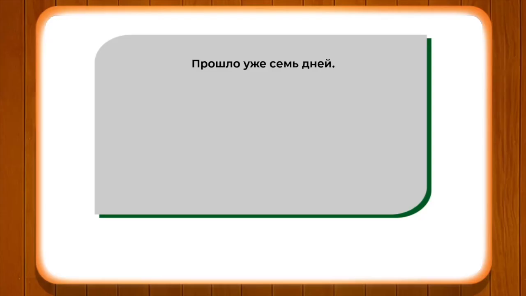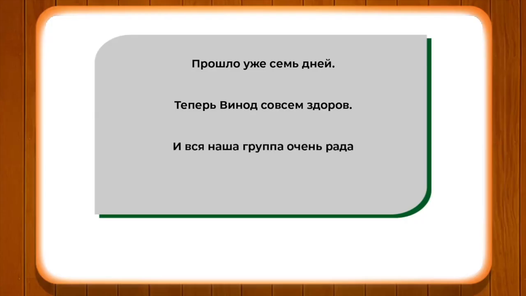Прошло уже 7 дней. 7 days went by. Теперь Vinod совсем здоров. Now we have the expression сейчас, but depending upon the context, we are using the expression теперь. So now Vinod совсем здоров is almost healthy. For masculine gender, we have used the expression здоров. Had it been a feminine gender word like Gita, it should have been Теперь Gita совсем здорова и вся наша группа очень рада. And our entire group is very happy. Рады наши преподаватели, and our professors are also glad.